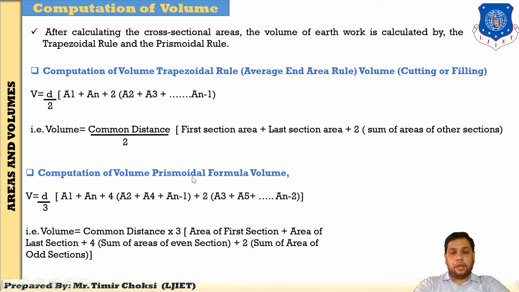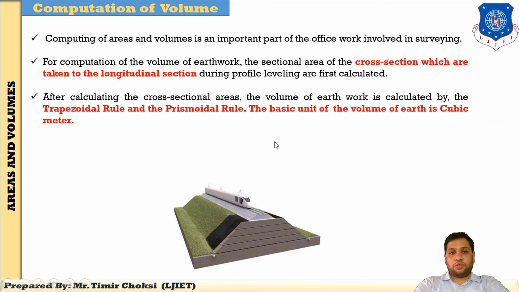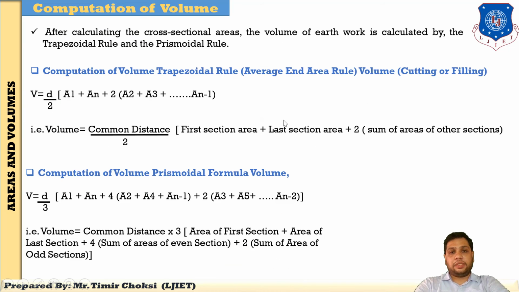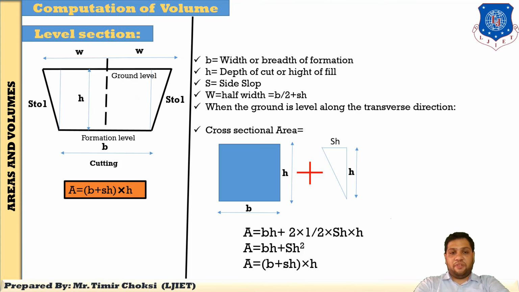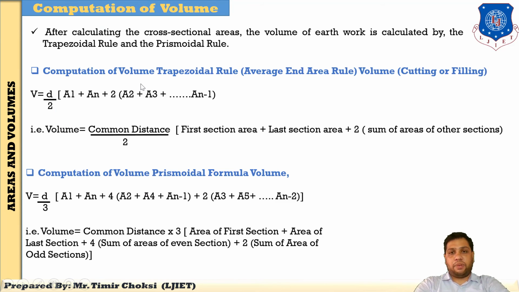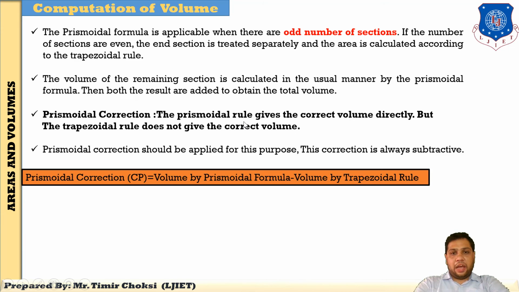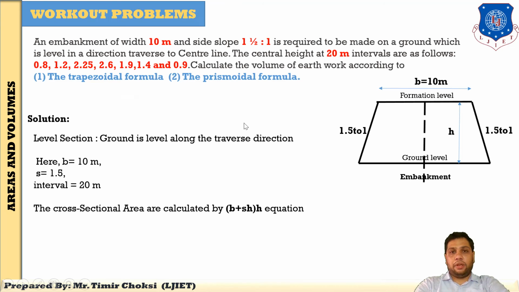I have already given the two steps. First, you find the cross section area, and second, you find the volume. So this is how to find the volume. Remember three formulas: first, the formula for level section area, and then these two formulas for finding the volume, the trapezoidal rule and the prismoidal rule. Okay. Now I give an example based on this particular equation, so you understand clearly.